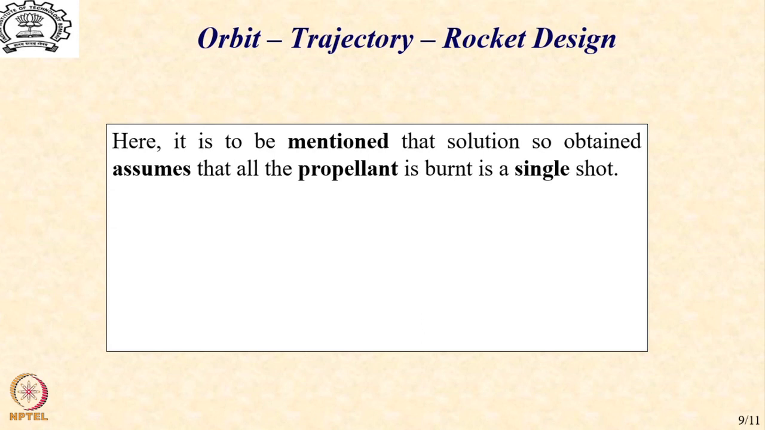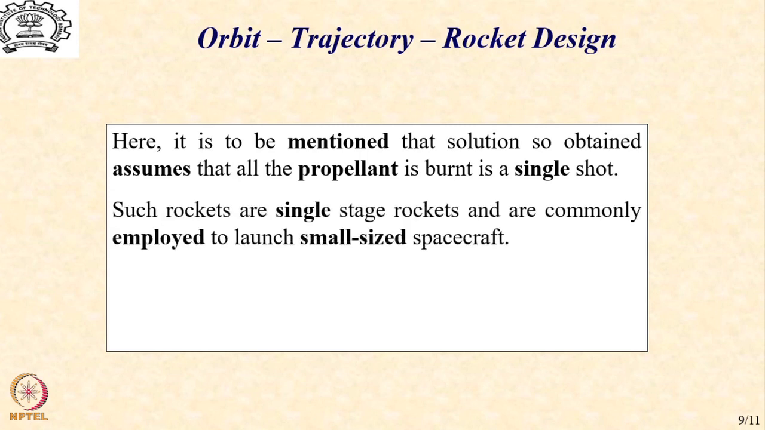But there is another aspect that we now need to bring in before the solution becomes kind of complete. The equation that we have seen previously assumes that once you start burning the propellant, you don't stop until all the propellant is consumed, or that you are burning the propellant in a single shot. Such rockets are called single stage rockets and are commonly employed to launch small sized spacecraft. In fact, all the sounding rockets are typically single stage rockets that burn all the propellant in one shot, at the end of which whatever payload they are carrying is released, and that becomes the end of the mission.